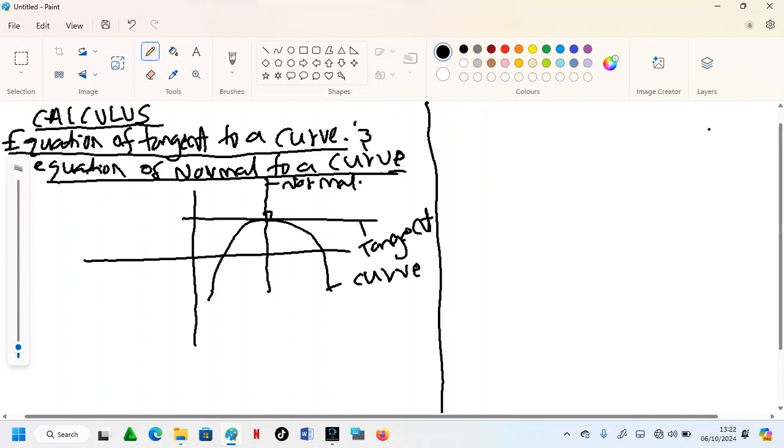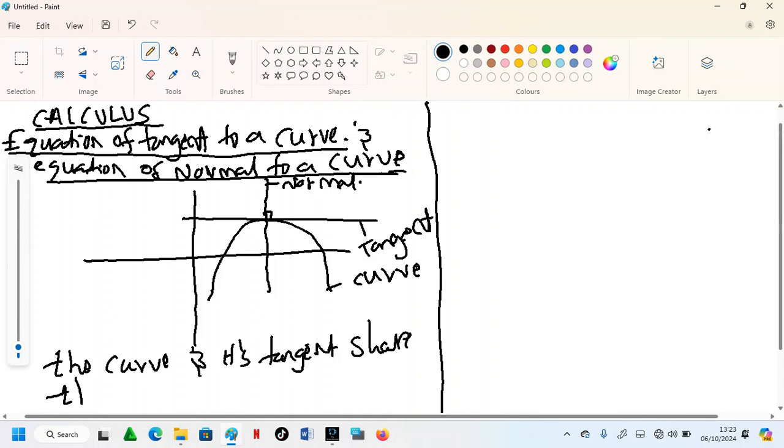So this is the normal. Now there's something that the curve and its tangent share. The curve and its tangent share the gradient at a point. You see where they are meeting right here. They share the gradient at that point.